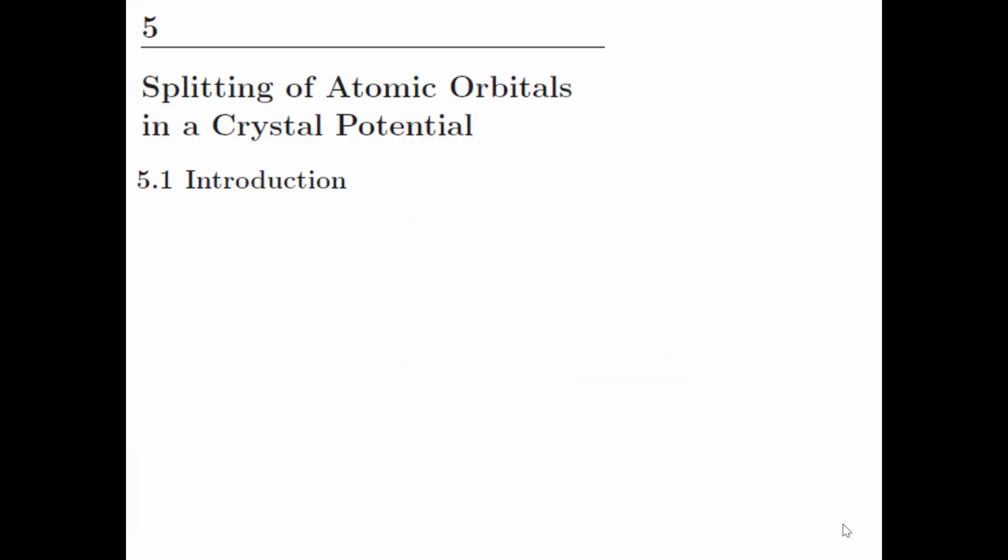All right, so this is lecture 5.1. This is starting chapter 5. In chapter 5 and the next few chapters, we start to talk about different applications of group theory. Until chapter 4, we have considered mostly the development of the formalism, and now the first application that we are going to study is the splitting of atomic orbitals in a crystal potential.